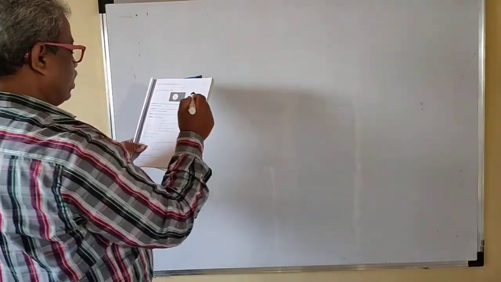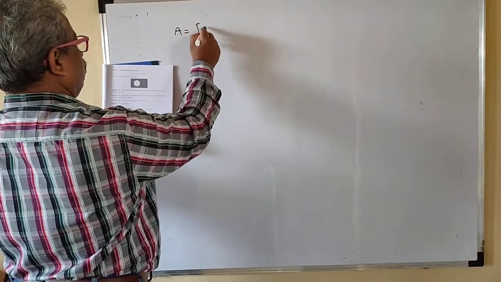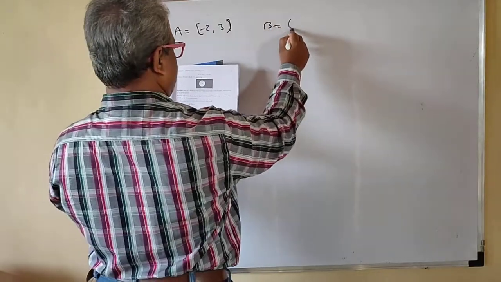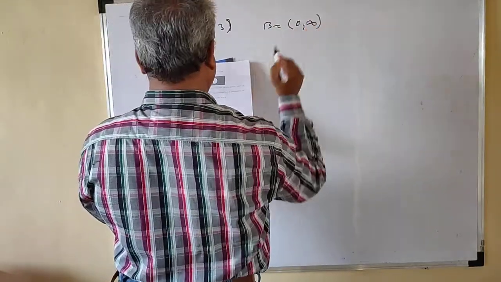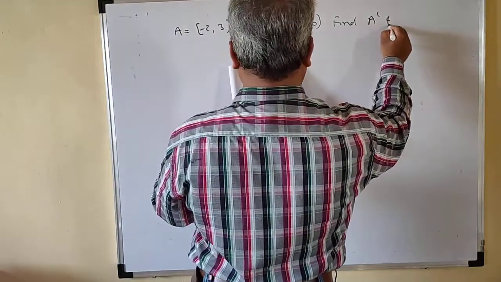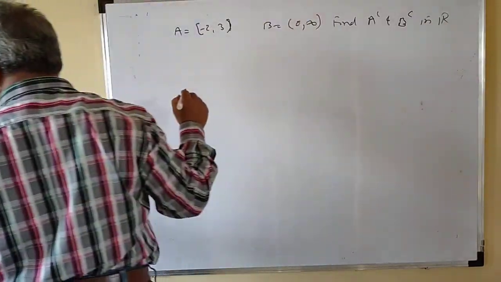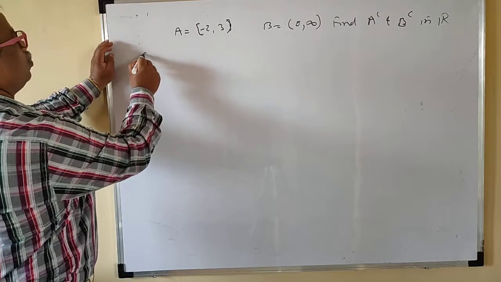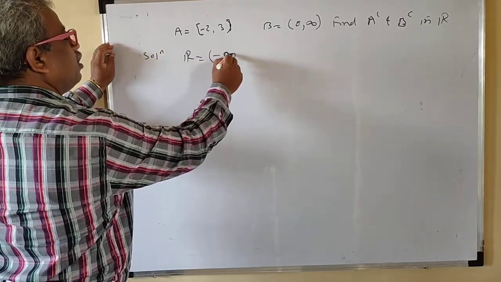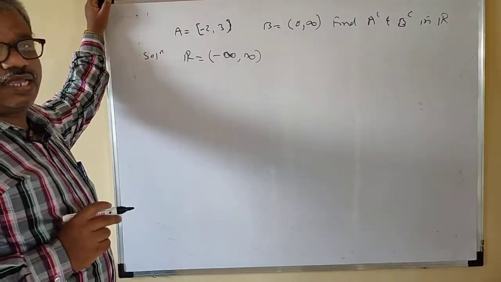Okay, so we'll take an example so that you understand. A is equal to the interval minus 2 to 3, and B is 0 to infinity. Find A complement and B complement in R. R is the set of real numbers. Okay, solution. R is minus infinity to infinity. That is your universal set.